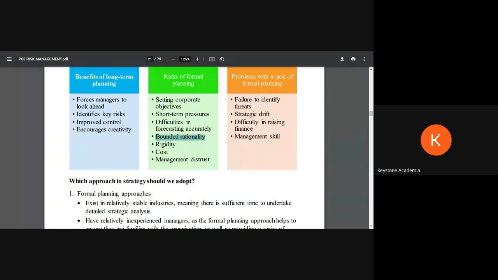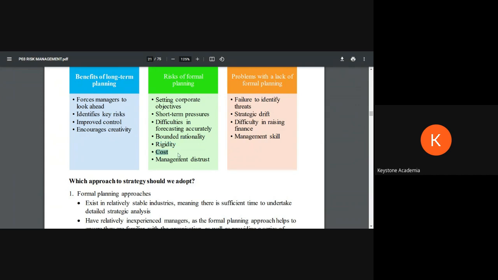Next one is rigidity. If we already select something, let's say we plan something for 5 years, till 2028, but in 2025, 2026, we think this thing is not happening. But because we have invested so much money, time and resources, we become rigid: no, this will happen, this will happen. That will take us out of the competition. We'll start losing.